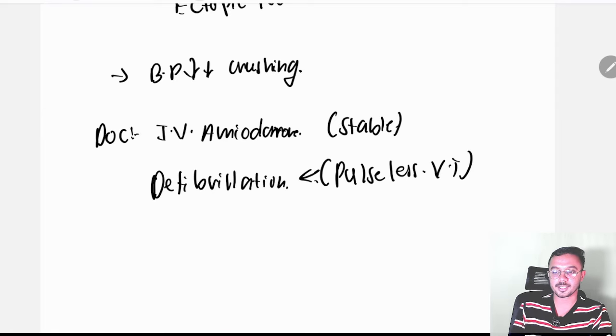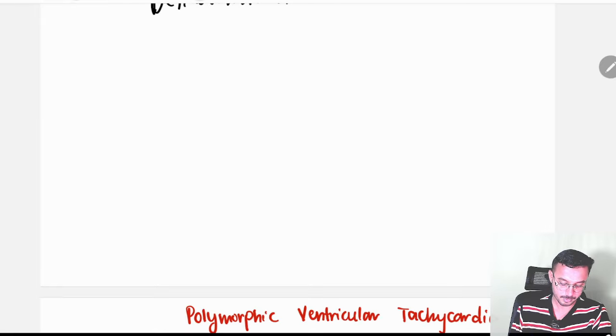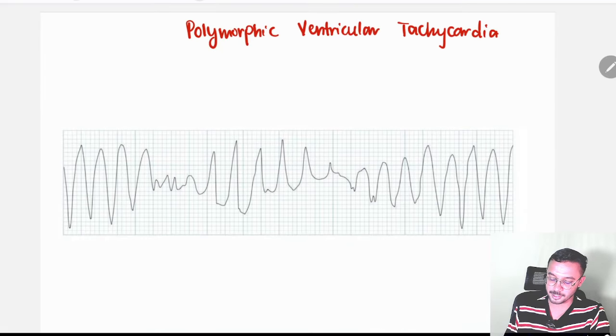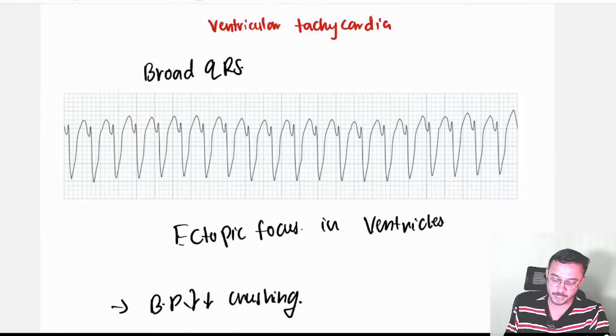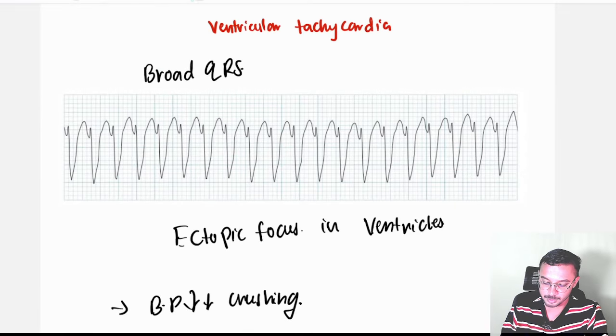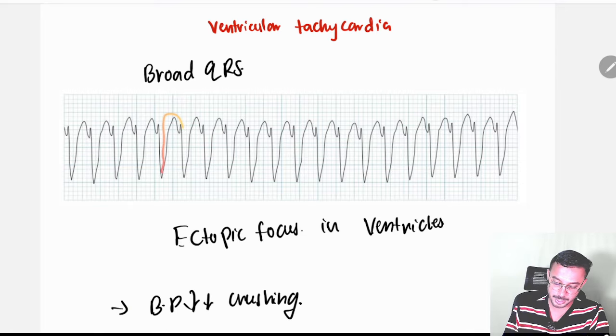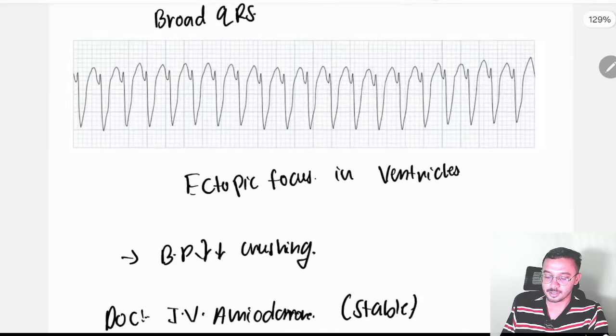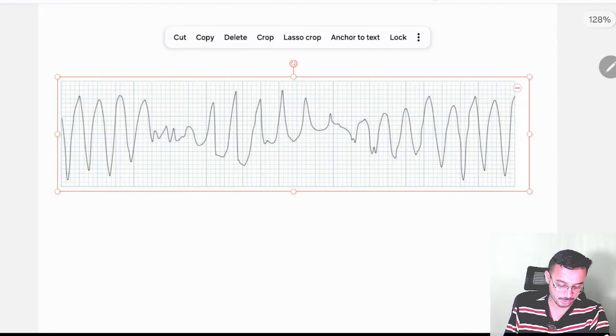Okay, this is the major difference over here. And next, polymorphic ventricular tachycardia is nothing but, look at the morphology, right? Monomorphic is nothing but same. Look at all the ECGs in this condition, they are the same over here, right? But here it is different. So this is about polymorphic ventricular tachycardia.